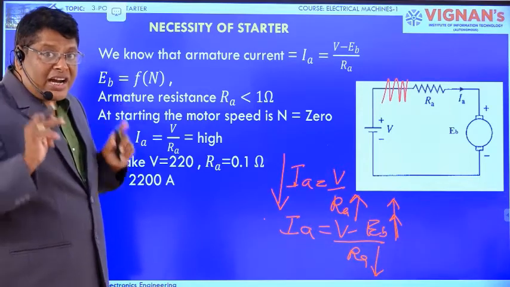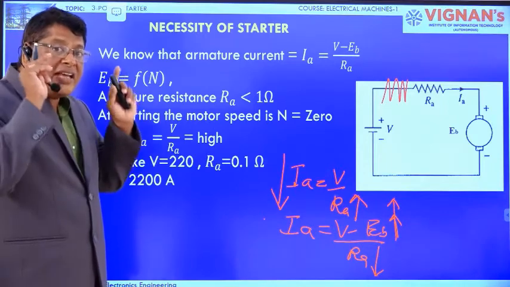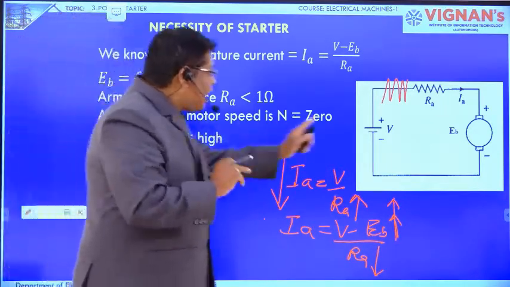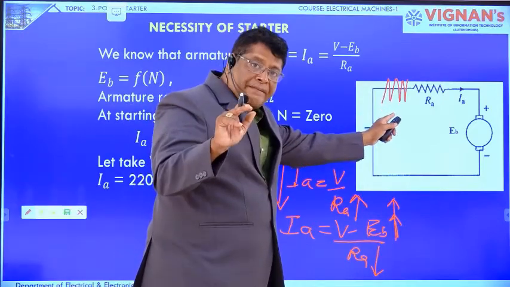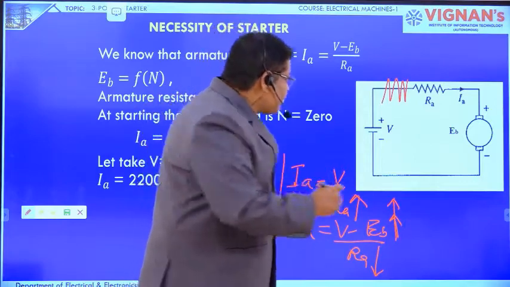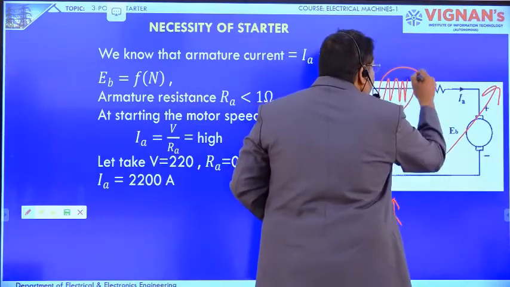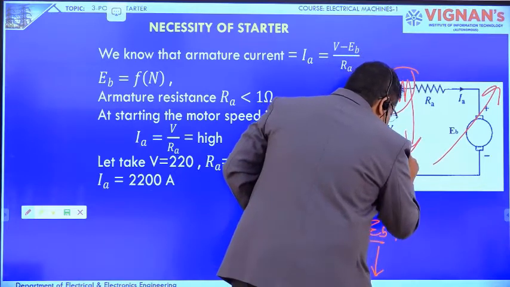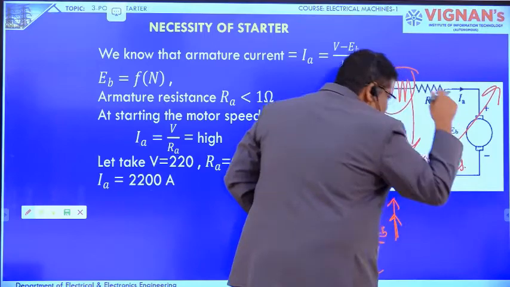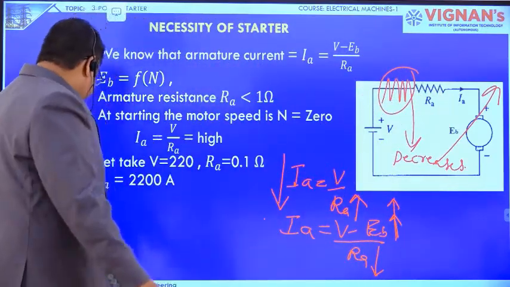The major function of the starter is adding an external resistance in series with the armature at the time of starting. As the speed of the motor increases, this resistance value will decrease. This function is done by the starter.